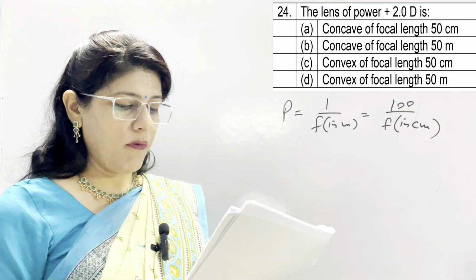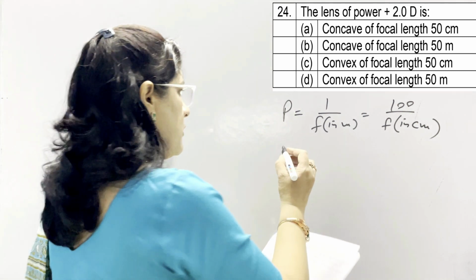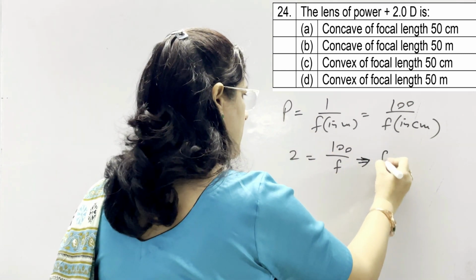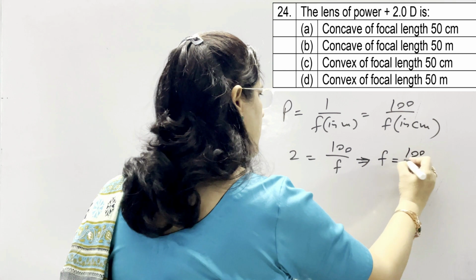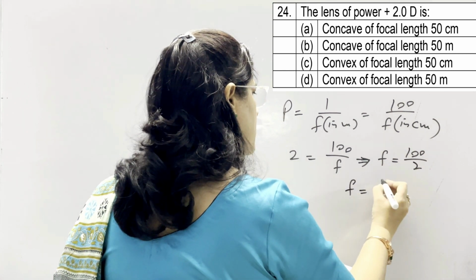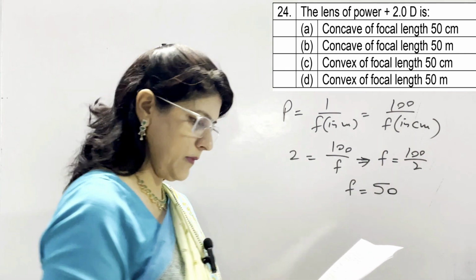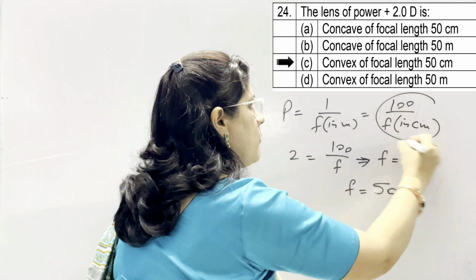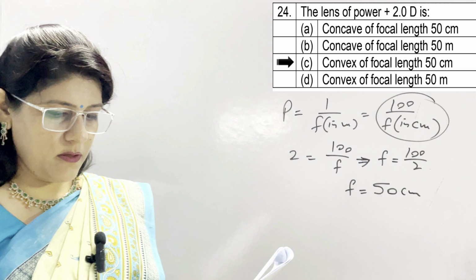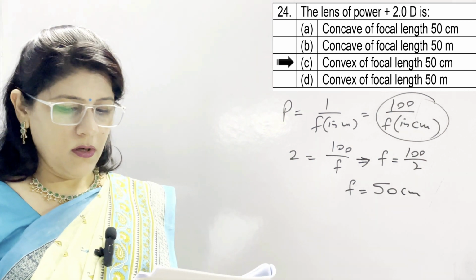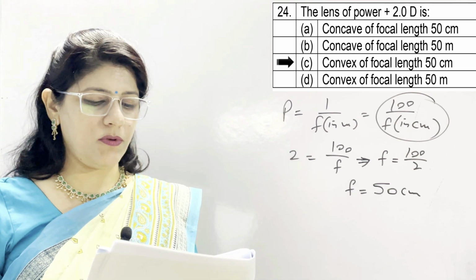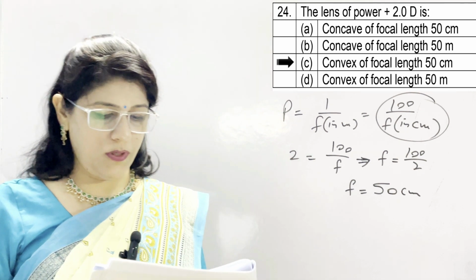So here the power is 2 diopter. So 2 is equal to 100 upon focal length, and focal length is equal to 100 upon 2. So focal length is equal to 50. Focal length 50, which is in centimeter, because I have used the formula 100 upon focal length in centimeter. So 50 centimeter and it is positive. So the convex lens of focal length 50 centimeter, which is option number C, is the correct one.